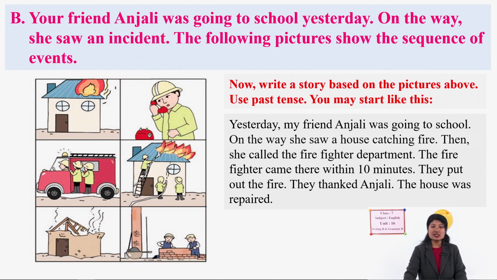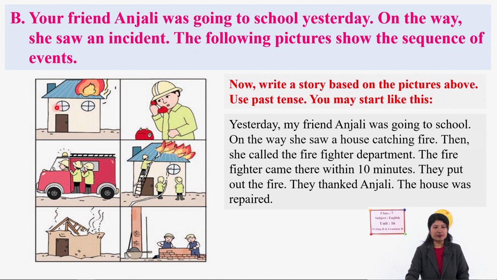Okay, sequence of events. This picture shows the sequence of events. A story means a sequence of events, either in pictorial form, pictures as we can see, or in word form. Events, they are events, obviously. Now what are we to do? Okay, let's observe the picture first. Observe it properly.